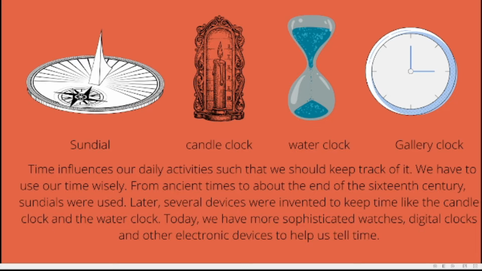From ancient times to about the end of the 16th century, sundials were used. Later, several devices were invented to keep time, like the candle clock and the water clock. Today, we have more sophisticated watches, digital clocks, and other electronic devices to help us tell time.